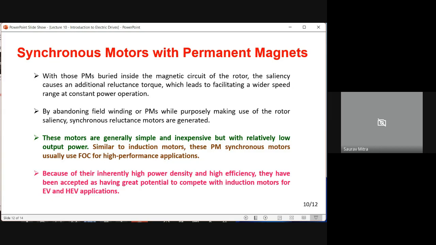But compared to the normal induction motor, it is better to use the synchronous motor type because of their inherently high power density, high efficiency, and great potential to compete with the induction motor for EV and HEV application. And one very important thing is that FOC for high performance application can be used in series with the synchronous motor.